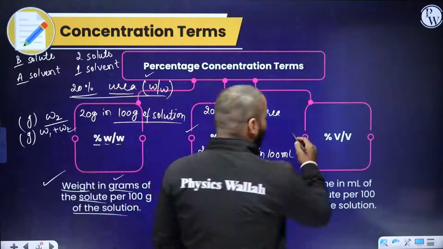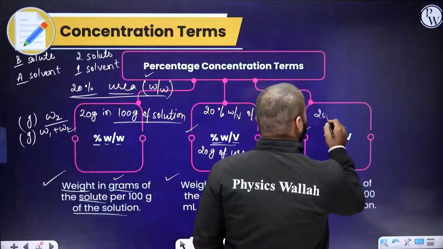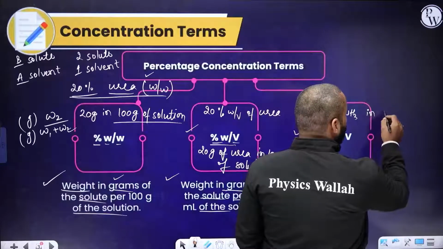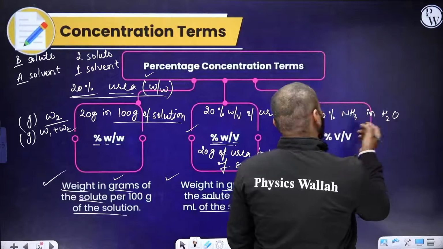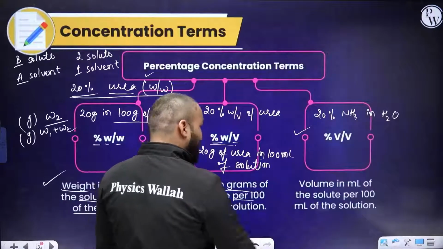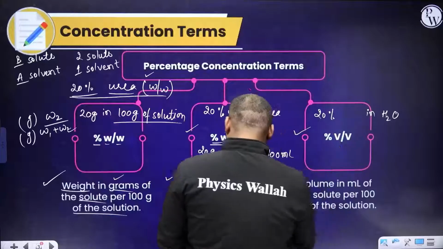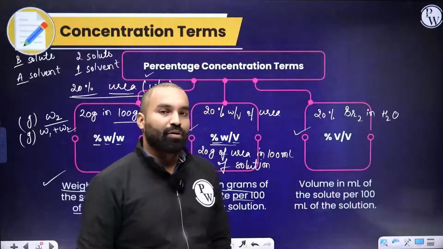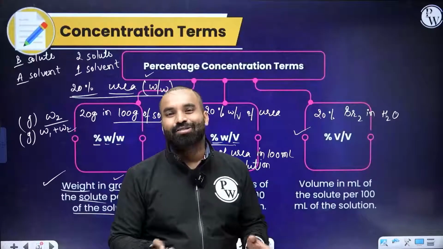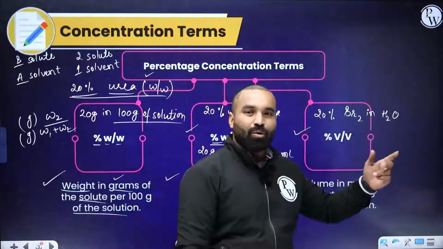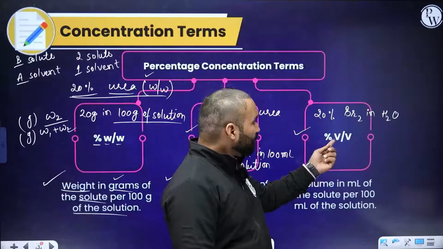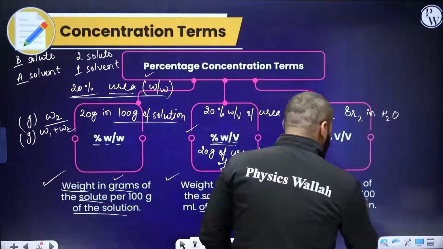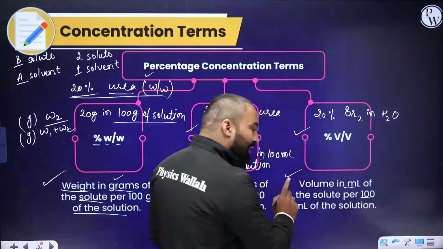Okay, finally we have volume by volume. Now we can take 20% ammonia dissolved in water. Or instead of taking ammonia, let's take Br2. You are going to study Br2 in water, which is one of the beautiful reagents in organic chemistry used to test the unsaturation of the molecule. So 20% Br2 in water, bromine water, it's a red color solution. Volume by volume. So this is taken in ml, this is also taken in ml. So how much of it is volume in ml of the solute per 100 ml of the solution?